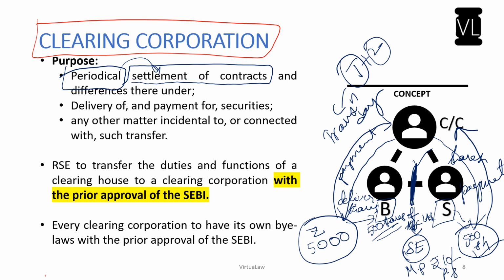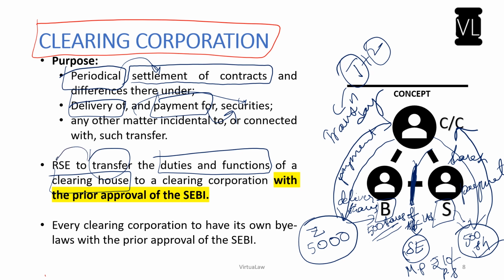And how am I settling it? By way of delivery of security and payment for securities. So I basically give the payment to the seller and deliver the shares to the buyer. So this duty or function of clearing has been transferred from the stock exchange to a clearing corporation, and that will happen only with the prior approval of the SEBI. Right? Hope I'm making some sense here, right?